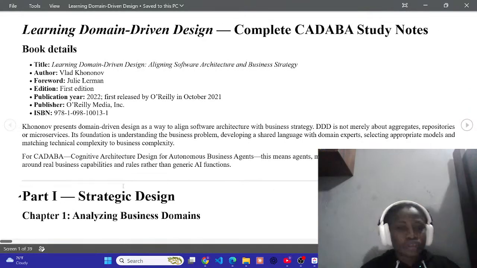So we'll be studying together. During studying, I'll not like to disturb, so we'll just study silently. And then after the summary of each chapter, we'll come together, take notes, and then explain. I will explain what I have learned to you, and then you can also reminisce on what we have learned as well. Okay, part one, strategic design. So we have analyzing business domains. So study starts now.